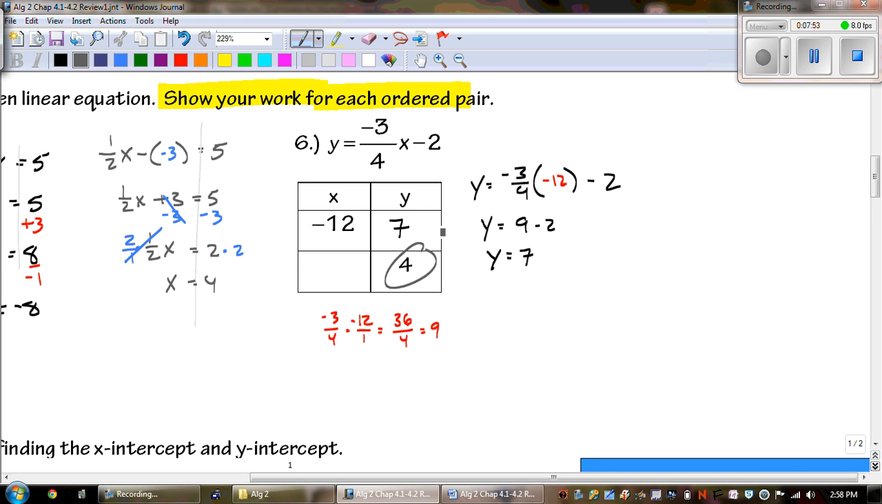Okay, so you guys are going to figure out what the x value is by solving for x. So y equals 4 equals negative 3/4 x minus 2. Okay, so just remember to follow STADMAP. Go ahead and pause the video, and good luck.